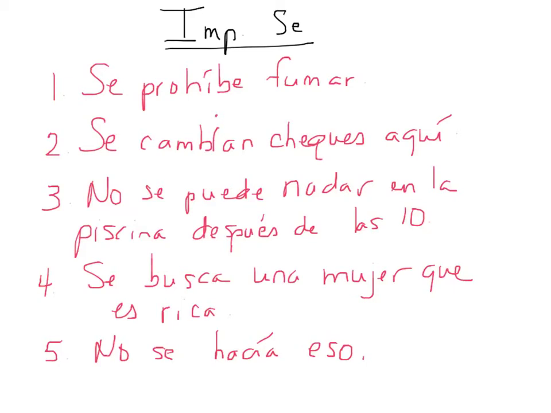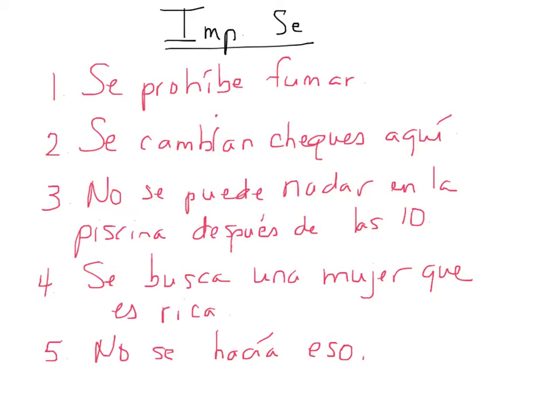So let's take a look at some of the sentences that we have here. Again, these are for impersonal se, so when we're trying to make generalized statements or when we have unknown subjects. So the first sentence, for instance, se prohíbe fumar. Se prohíbe fumar. Again, a good idea with these when you're trying to figure out what they're saying in English is to almost work backwards.